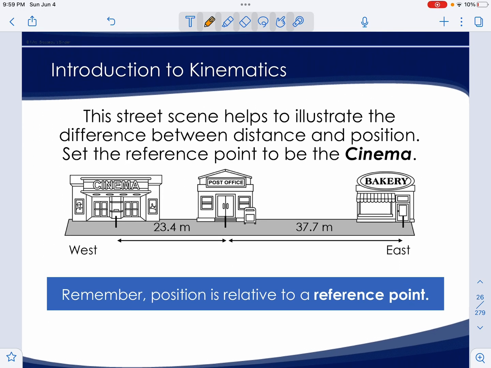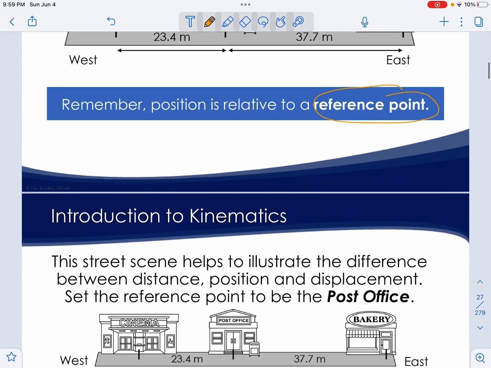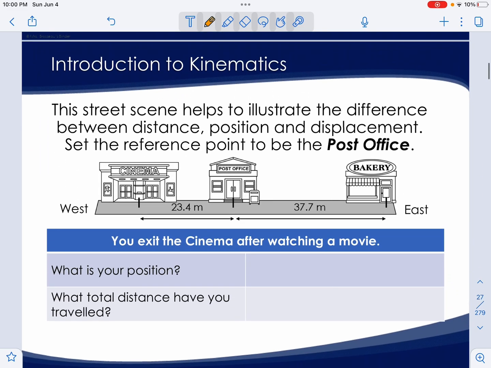Okay, this street scene helps to illustrate the difference between distance, position, and displacement. Remember, position is relative to a reference point. Set the reference point to be the post office. So now our reference point is the post office.